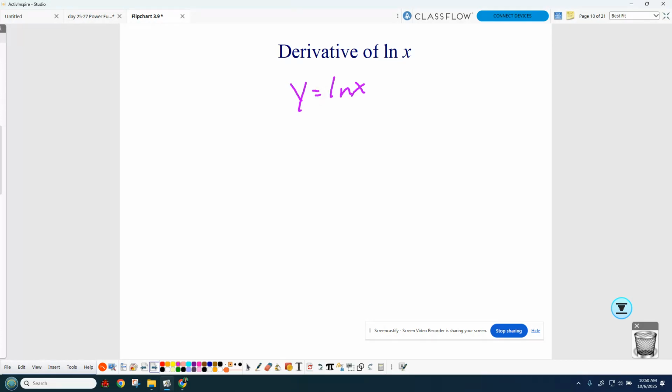Okay, this guy. I don't know how to do the derivative of natural log. What do I have to do to pull natural log off of something? E it, exponentiate, e it. So e to the y equals... what is e to the natural log of x? X.